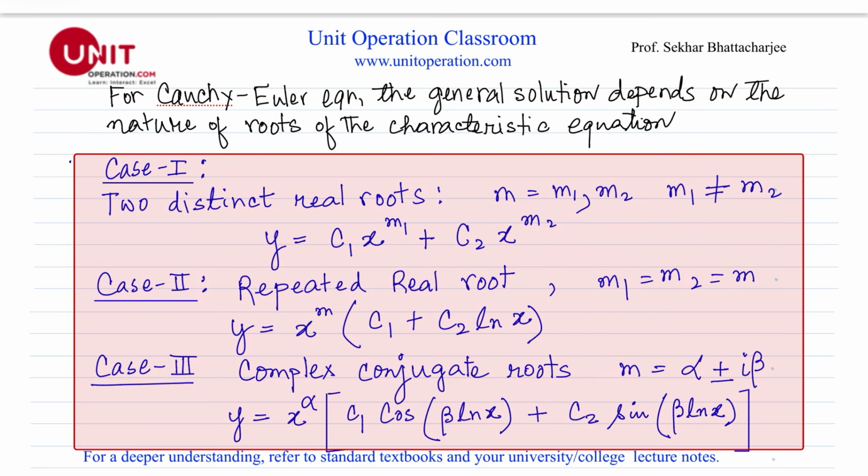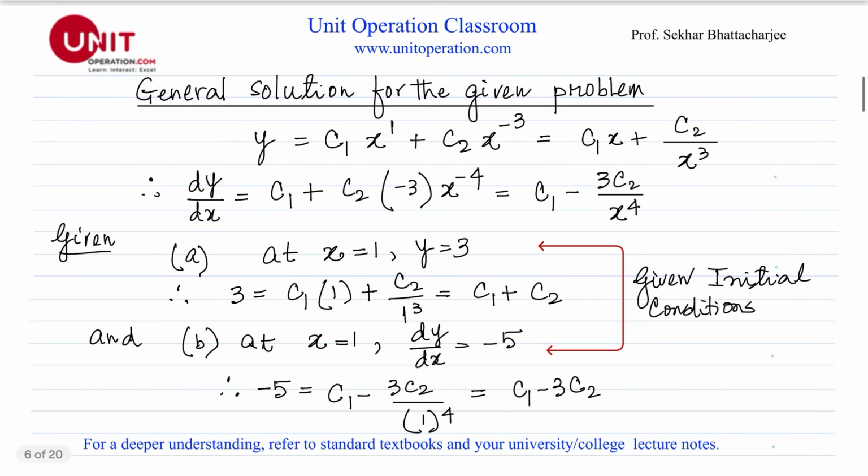For the Cauchy Euler equation, the general solution depends on the nature of the roots of the characteristic equation. In case 1, two distinct real roots, we get this solution. In case 2, repeated real roots, meaning the two roots are equal, we get this solution. And case 3, complex conjugate roots, gives this solution. In our case, m1 is equal to 1 and m2 is equal to -3. These are two distinct real roots, so this is the applicable general solution. We use this one right here with C1 and C2.